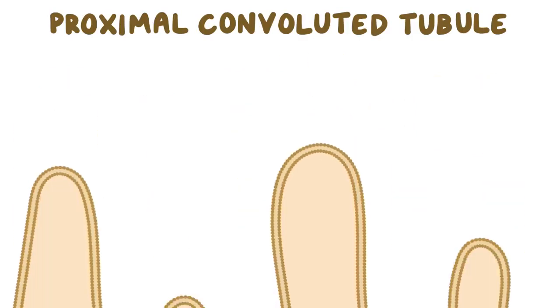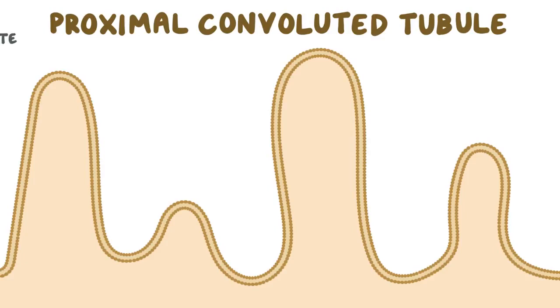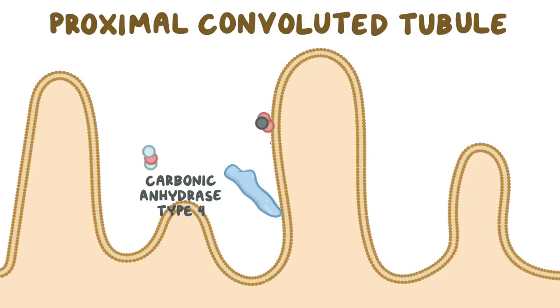When a molecule of bicarbonate approaches the apical surface of the brush border cell, it binds to hydrogen to form carbonic acid. At that point, an enzyme called carbonic anhydrase type 4, which lurks in the tubule among the microvilli like a shark, swims along and splits the carbonic acid into water and carbon dioxide. The overall equation looks like this.